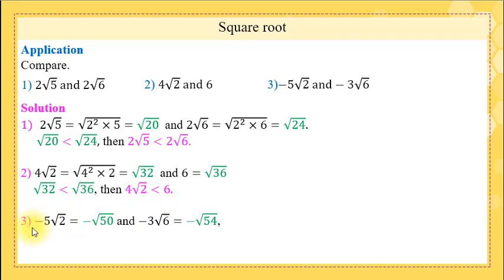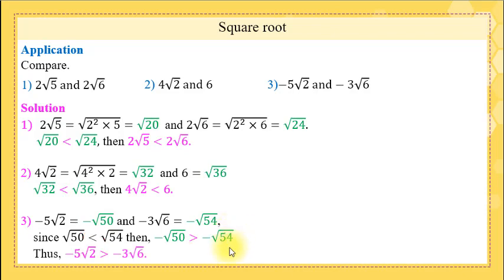The third example, we have minus 5 radical 2. Here we move 5 into the radical to get 5 squared times 2, which is 50, and keep the minus outside to get finally minus radical 50. Here the same to get minus radical 54. Radical 50 is less than radical 54. But here pay attention: minus radical 50 is greater than minus radical 54. Therefore, minus 5 radical 2 is greater than minus 3 radical 6.